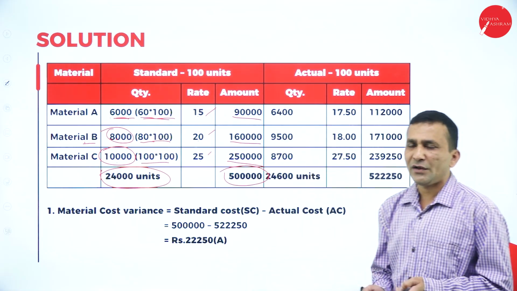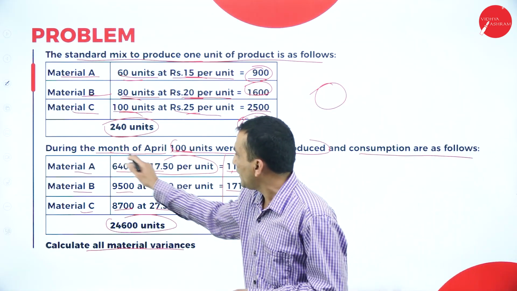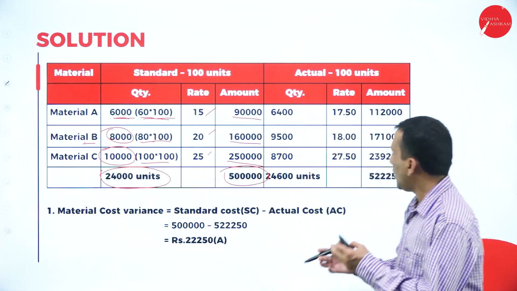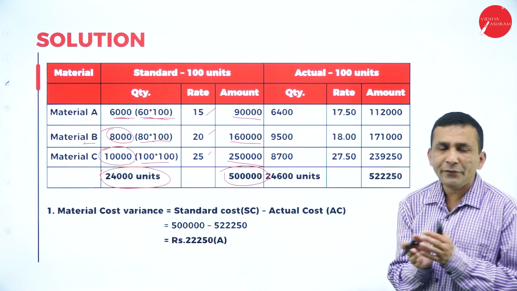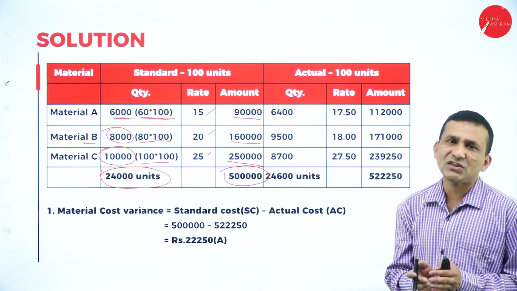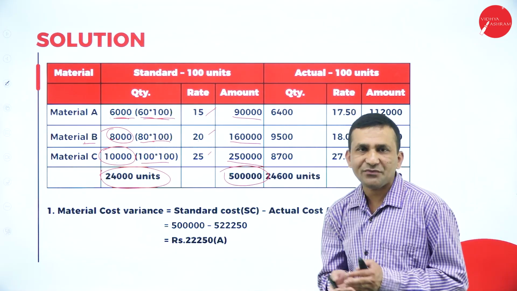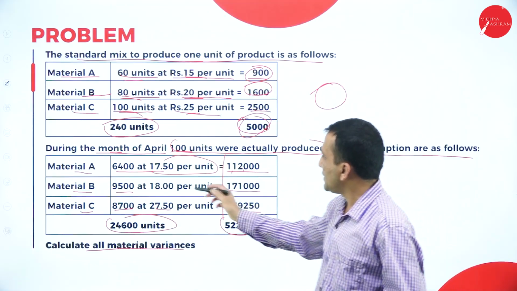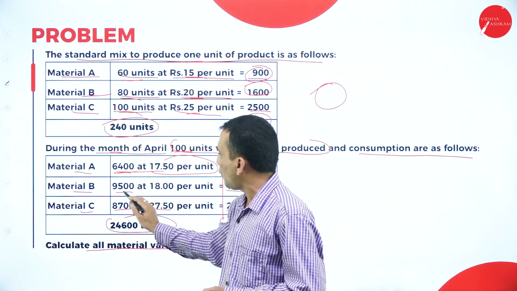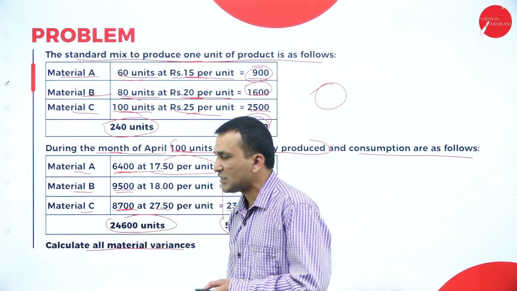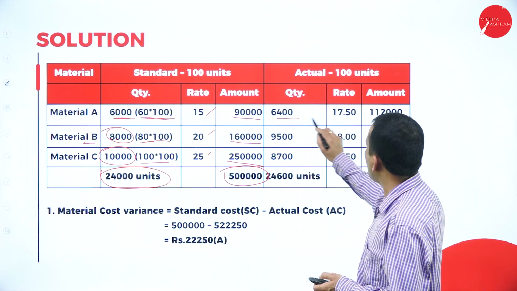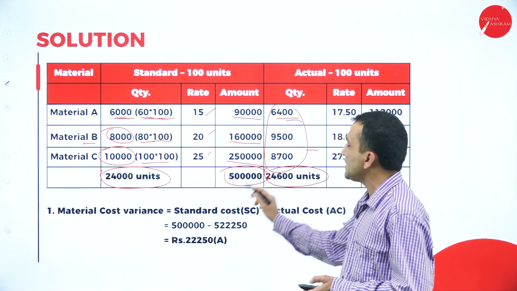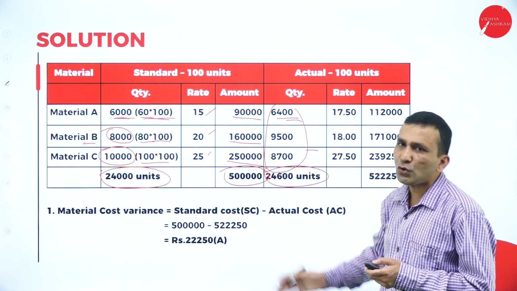Now we need to refer to the data for the month, 100 units, which is completely related to actual. What is the actual yield? The output is clearly specified in the question, 100 units. Here 6,400 is given directly, the units 6,400, 9,500, 8,700, as it is. If you take the total together, 24,600 comes under the total actual quantity.